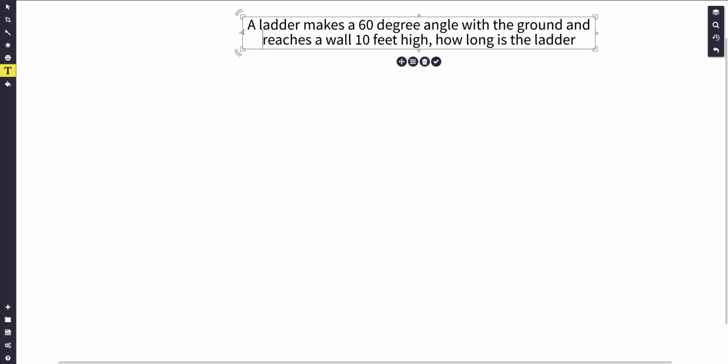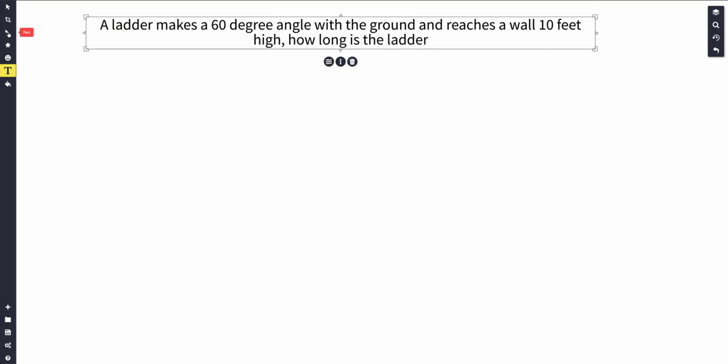And this one's going to be a word problem. You guys might see some word problems with these types of questions. So a ladder makes a 60-degree angle with the ground and reaches a wall 10 feet high. How long is the ladder? Alright, let me make this question bigger. Okay, so this is our question.